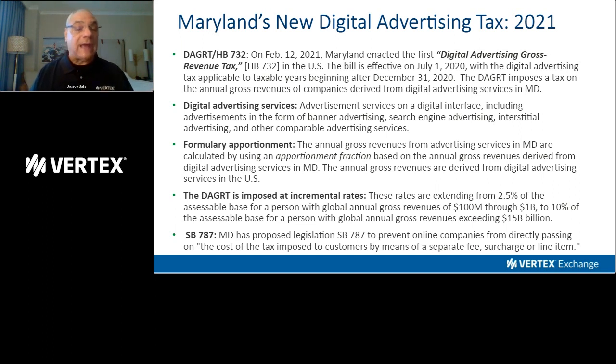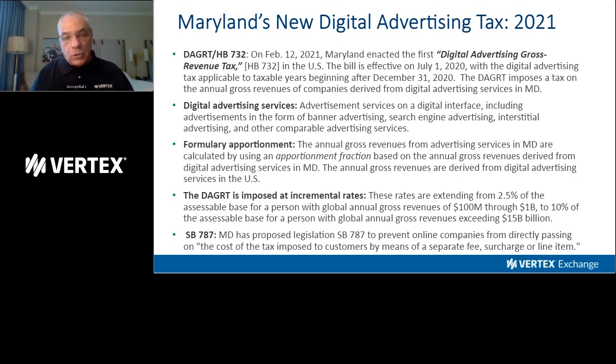What is a digital advertising service? Advertising services on a digital interface, including advertisement in the forms of banner advertising, search engine advertising, interstitial advertising, meaning those that appear in services including, let's say, YouTube, which we've seen more of lately. You can see them not only in banners, but sometimes in between, let's say, educational services or streaming and other comparable advertising services, right?